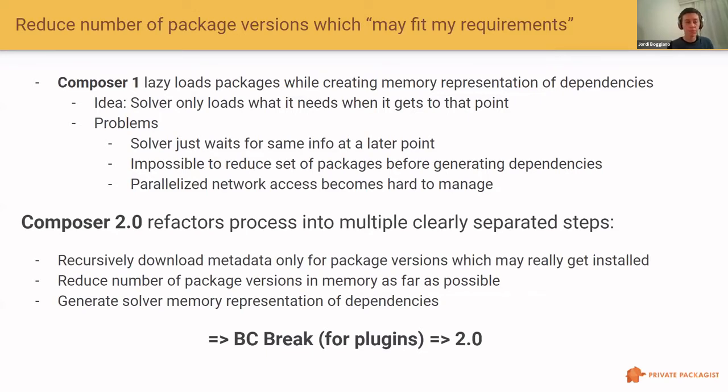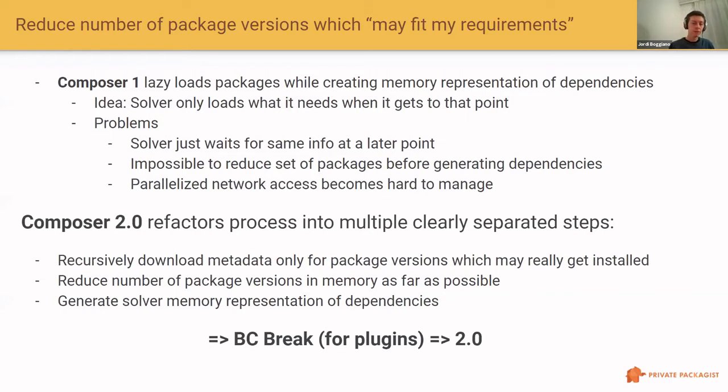So in V2, what we did is that we split this up into really separate steps, where first we fetch all the packages that are going to be needed, and then we try to trim that down to a set of versions that will most likely fulfill the requirements. And then finally, we pass that on to the solver to build up all the conflicts and all the rules between the packages.